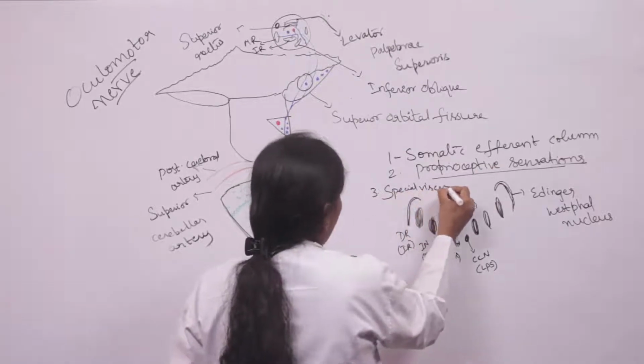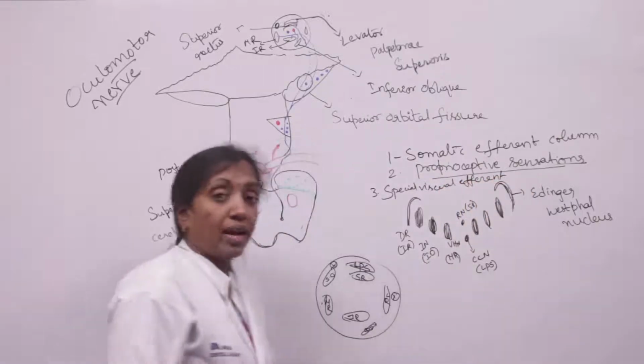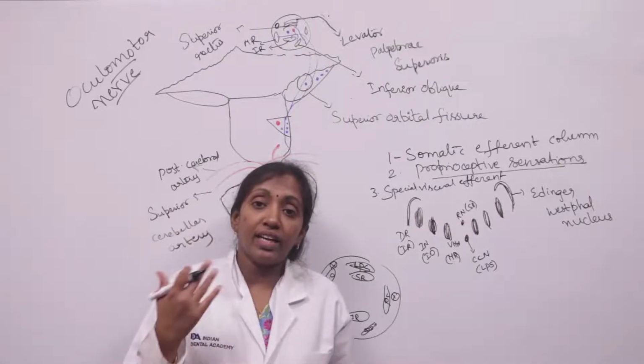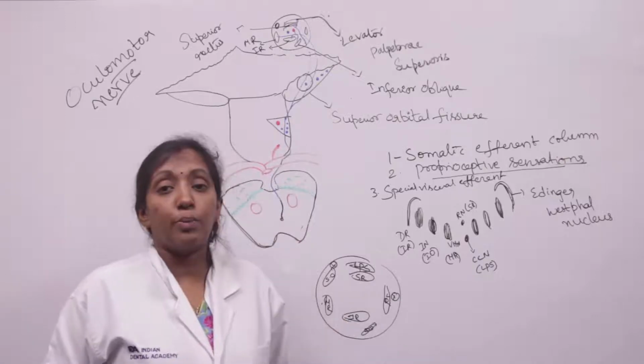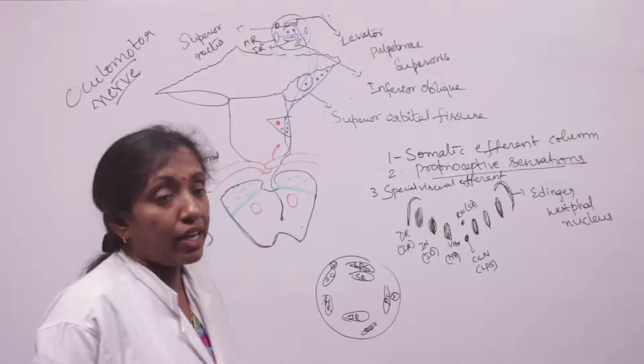The third functional component is special visceral efferent, which carries preganglionic parasympathetic fibers. After relaying in the ciliary ganglion, the postganglionic fibers supply the ciliaris muscle as well as the sphincter pupillae.